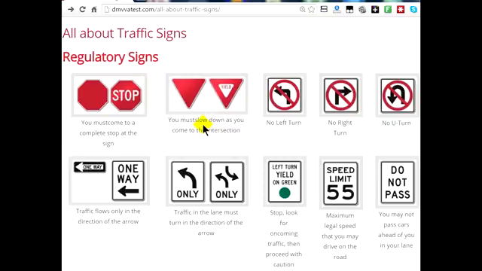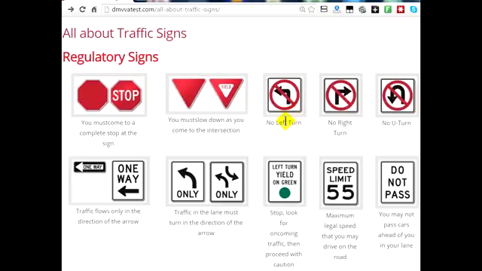That means that whenever you see this sign, you have to slow down and pay attention to your surroundings because there will either be oncoming traffic or some other things that you have to be aware of when you're coming to an intersection. Whenever you see a circle with a line through it, that means you cannot take that action.